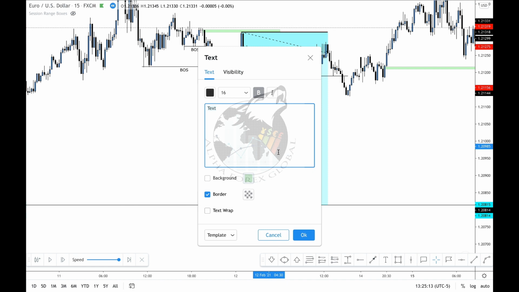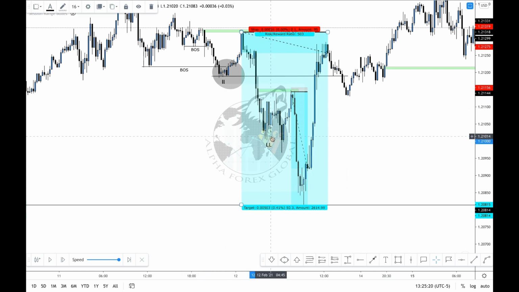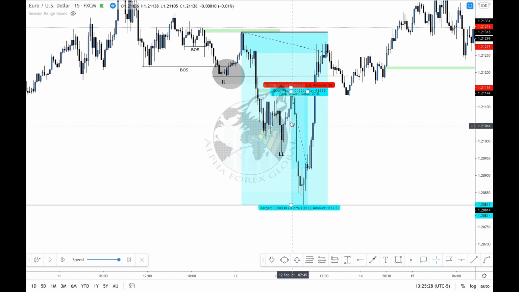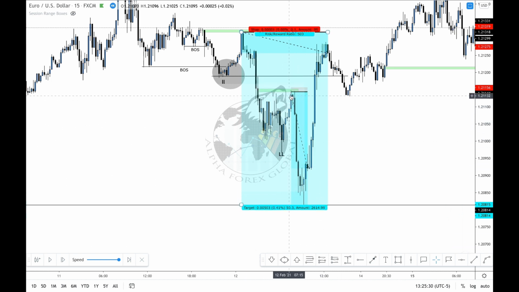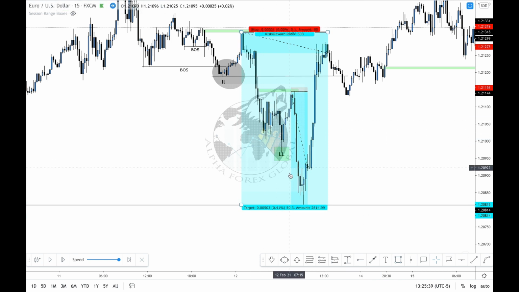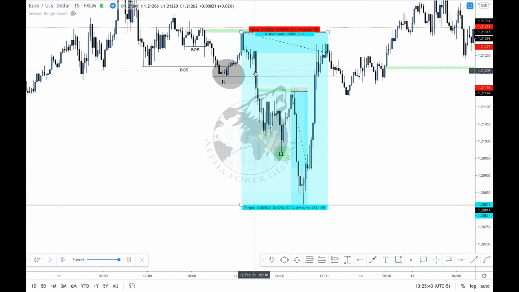So the market created a new lower low here. When the market created this new lower low, the market is supposed to push up, create that new lower high, and then break structure. So once the market pushes down and breaks this structure here to create a new lower low, that is when you put your stop loss in profit, right?